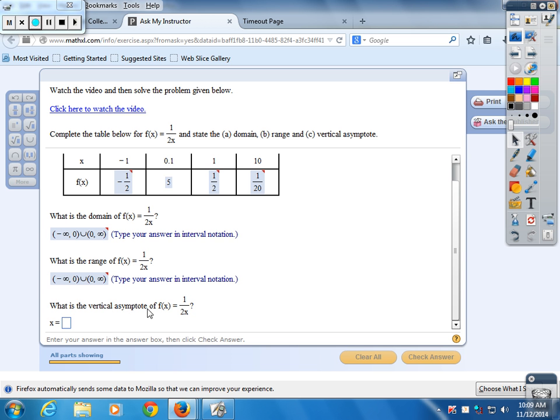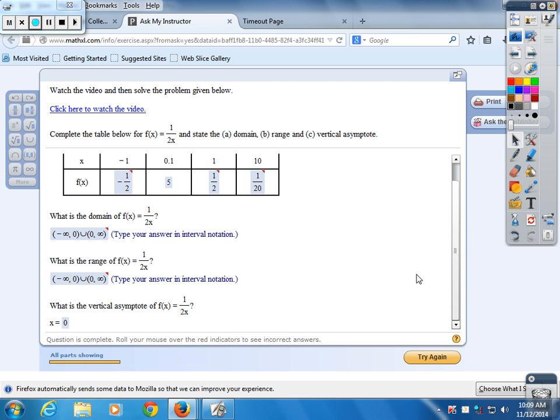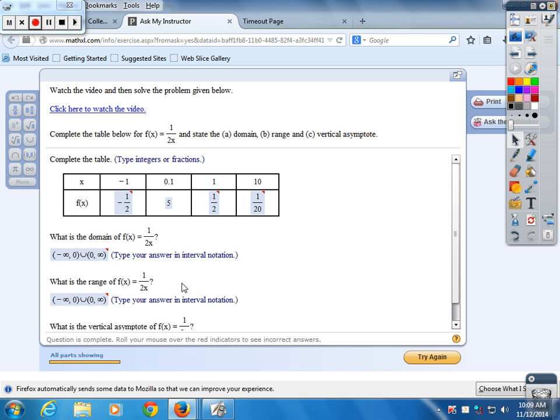What is the vertical asymptote of 1 over 2x? 0. And what is the horizontal asymptote? I'm asking y'all. 0. Why? Because when the degree of the numerator is less than the degree of the denominator, you take 0. If they're the same, you take the coefficients. And you got to know that page. What's that page? 279? If you don't know that page, you don't have a clue. And watch the video.